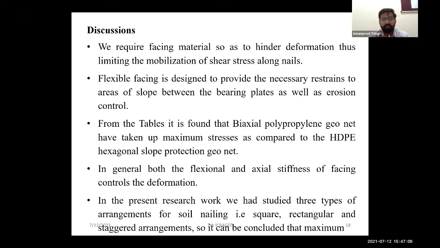In general, both the flexural and axial stiffness of these facings control the deformation. So it could be concluded that if we want to compare these two materials for any of the nail patterns, we can go for the biaxial polypropylene unit.